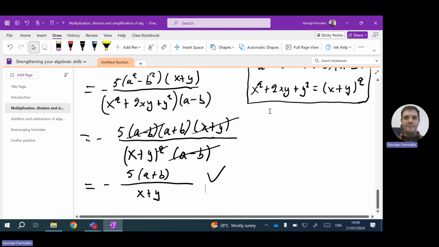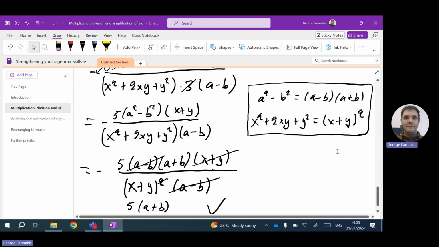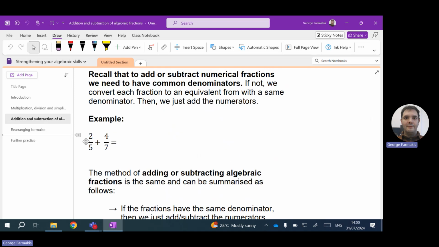Okay, so these were some examples with multiplication and division and how we can use, for example, algebraic identities to simplify algebraic fractions. Now let's go and do some examples with addition and subtraction.